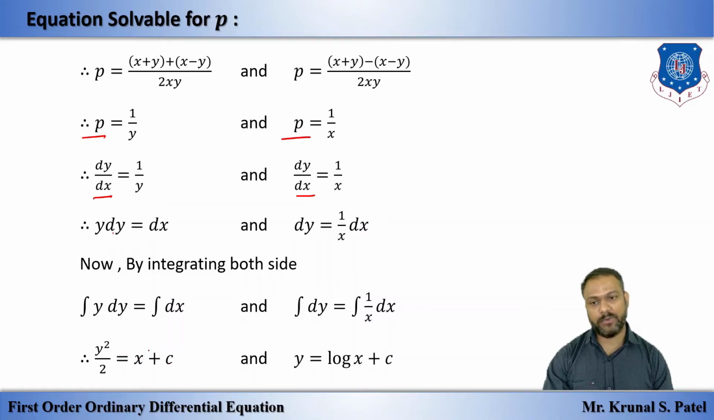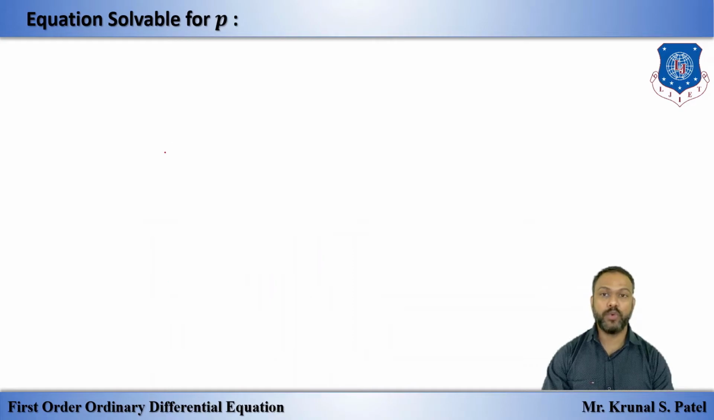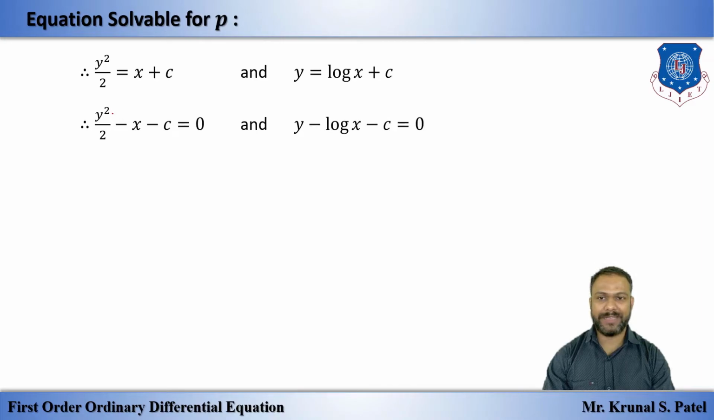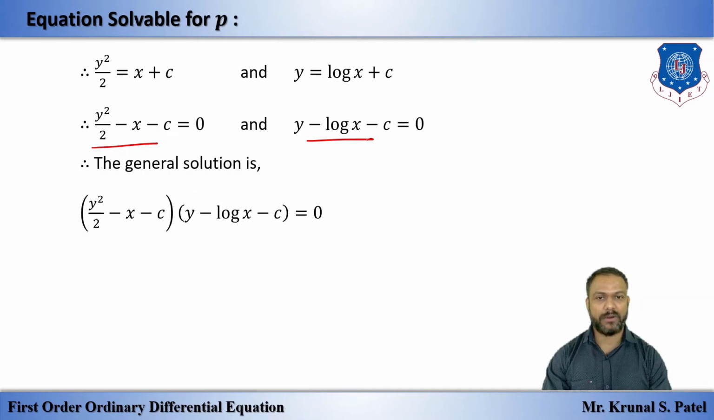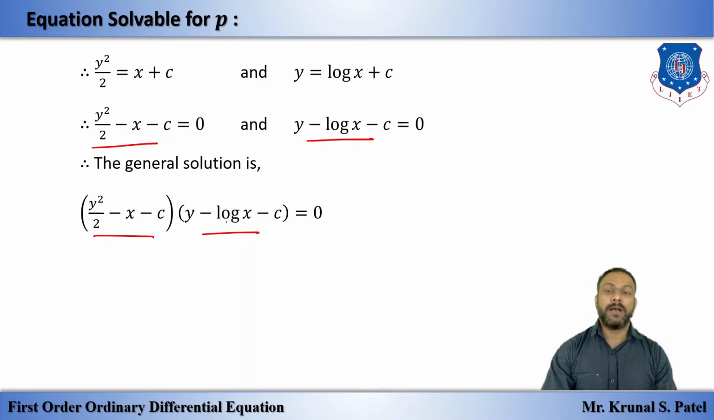Now we'll take this term on the left hand side. So we have two different solutions: y square by 2 minus x minus c is equal to 0, and y minus log x minus c. So we have two solutions, and after getting two or three or four solutions, depending on the power of p, we will write down the general solution as the product of all the solutions. Product of all the solutions is equal to 0. This is the method for equation solvable for p.